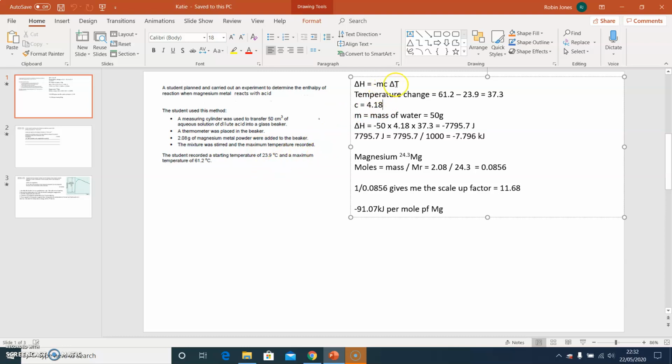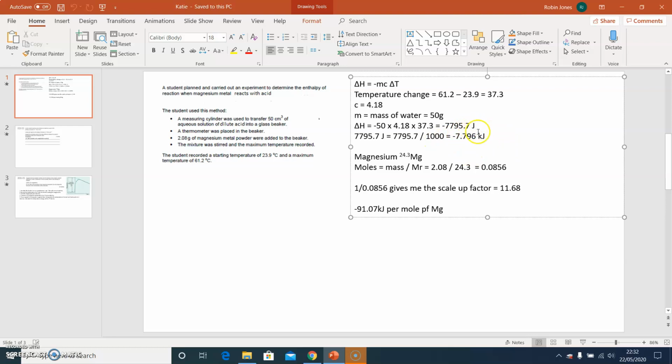So I've got 4.18 and I've got the temperature change. The temperature change is 61.2 take away 23.9, 37.3. Specific heat capacity is 4.18. Mass is the mass of water, 50 grams. It's not the mass of magnesium, it's the mass of the watery substance in the beaker. So now I can work out delta H: minus 50 multiplied by 4.18 multiplied by 37.3, which is minus 7795.7 joules.